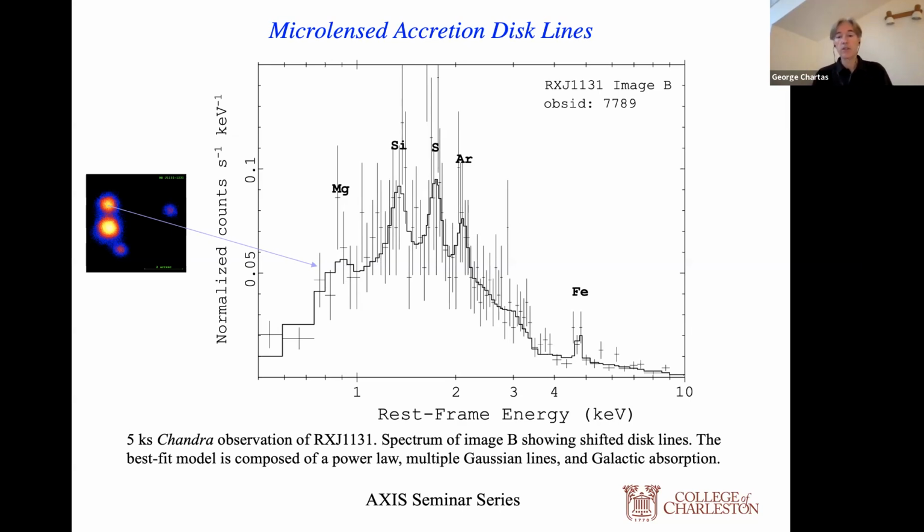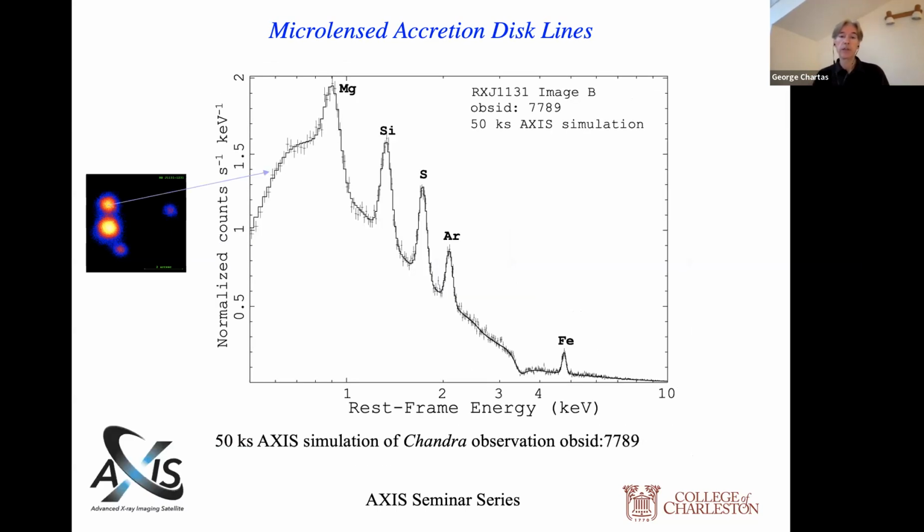So this is one case. I can show you many more, but to give you an example of what AXIS can do, this is a Chandra observation, and I'm showing you a simulation of a 50 kilosecond AXIS observation of how AXIS could very nicely resolve the lines, and determine the centroid of the lines very accurately to about 5 eV, which is very important, as I'll show later on.